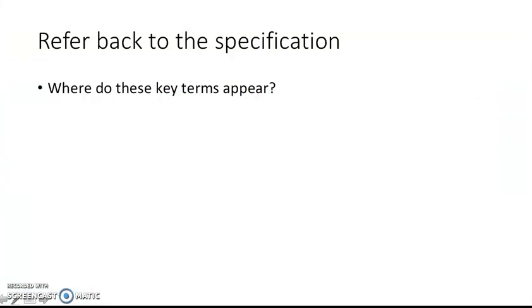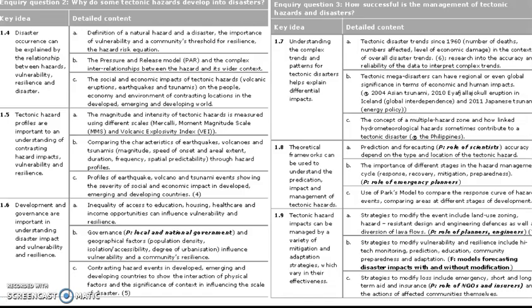So if we have a look then, here is the specification. Have a look to see where the key terms from the question appear. And you can pause this video now and then play it when you're ready. So the main parts in the question, we can see we have governance down here and we have tectonic mega disasters. So those are the two main parts of it.